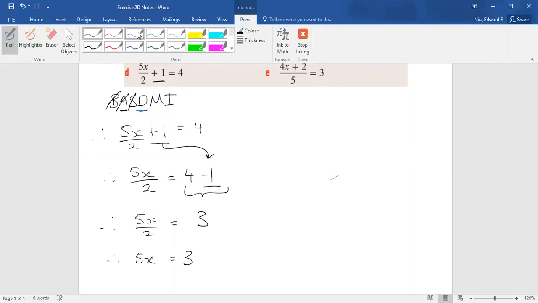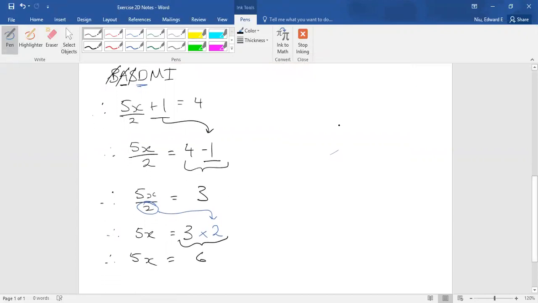Then we transfer this divide by 2 to the other side and we turn it into the opposite. The opposite of division is multiplication, and we'd say on the right side it's 3 times 2. We simplify this down and therefore we get 5x equals 6. And so this means our division is now eliminated.